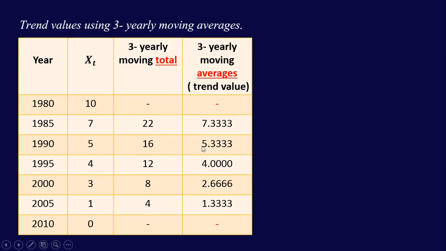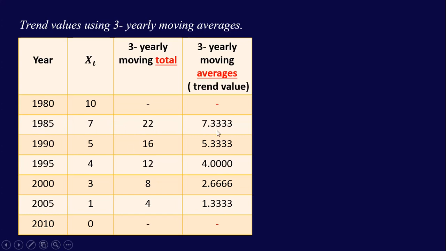16 divided by 3, we get 5.3333. 12 divided by 3, we get 4. 8 divided by 3, we get 2.6666. 4 divided by 3, we get 1.3333. So these are the trend values corresponding to the years.